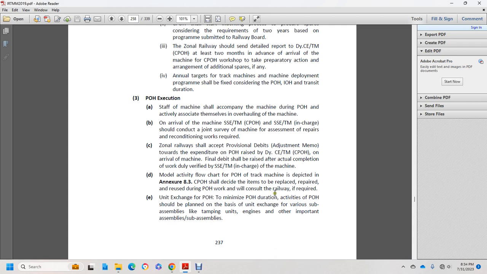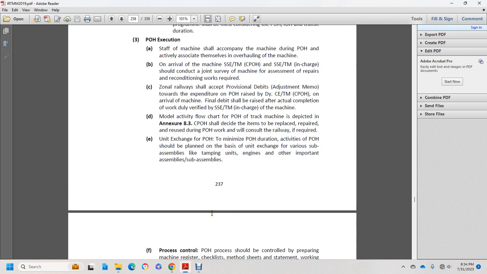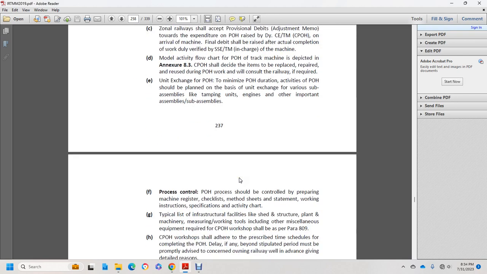Supplying on the base for the unit exchange with the various sub-assemblies like tamping, and the other important assemblies and sub-assemblies. After the process control, the periodic overhaul process should be controlled by preparing a machine register of the methods of the sheet with the statements of the working and instructional specification activity chart. A typical list of the structural facility should be listed, like shed structure, plant with machinery, measuring and working tools, including other miscellaneous equipment required for the central periodic overhaul workshop, as per paragraph 809.